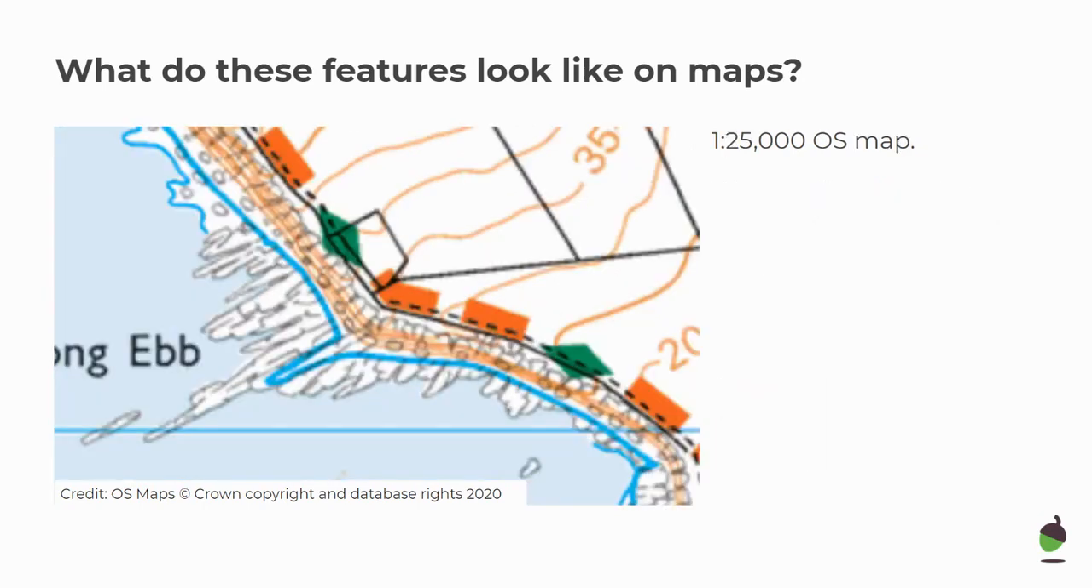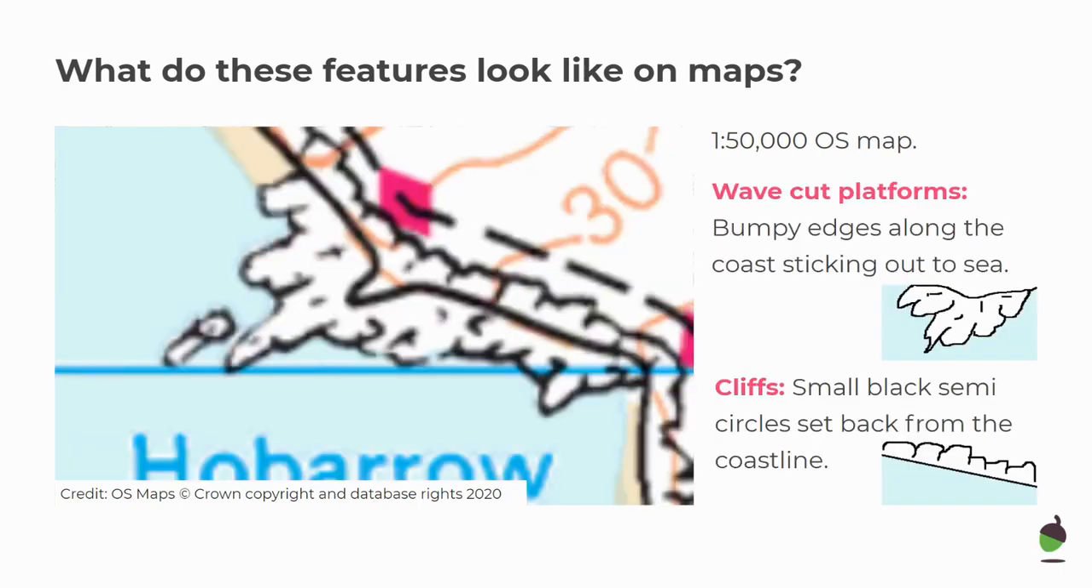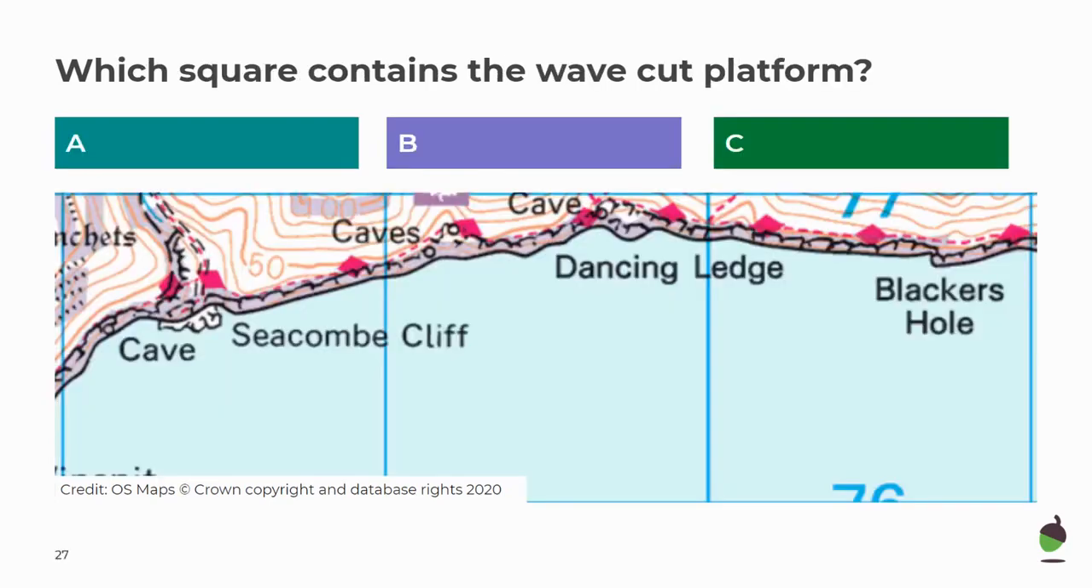It looks a little bit different on a 1 to 25,000 map. So this zooms in and you get more detail. Here you can see the wave-cut platform has got lots more detail. If I just flip between the two, they will look different on the different maps. Okay, so we're sticking with the 1 to 50,000.